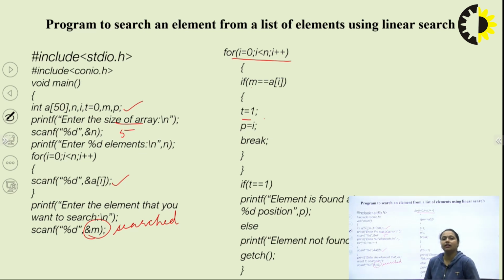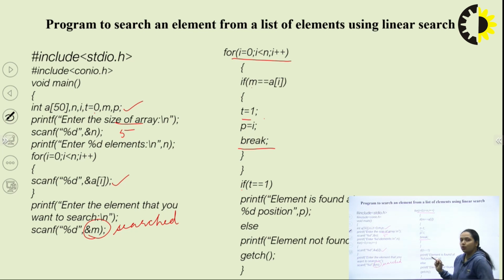t is just a variable which is changing its value to 1, as we have initialized t with 0. And what is p? It is storing the index value within it, so that at the end we can print the position of the element. Now, when the search is successful, means when we found the element within the array, what will we do? We will come out of the loop. There is no need to look for the element in the further list. So, we break, that is, we come out of the loop.